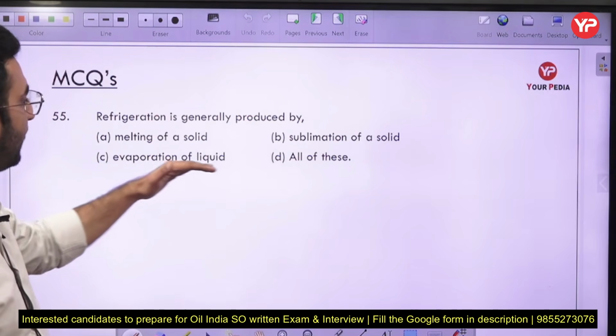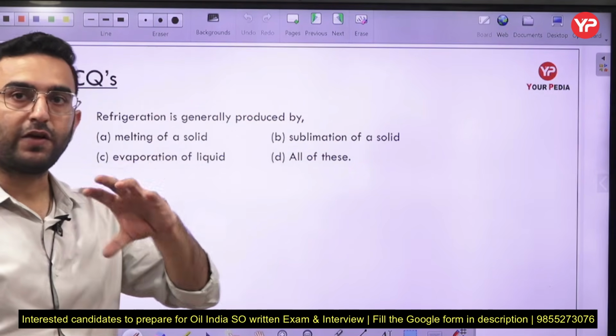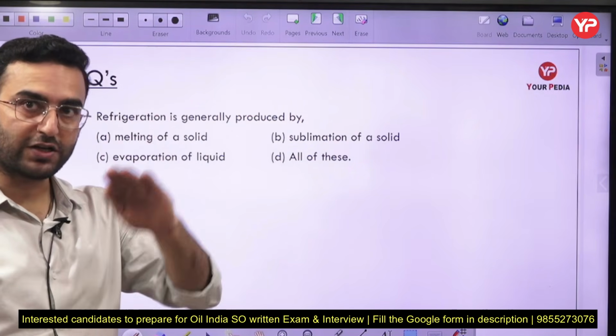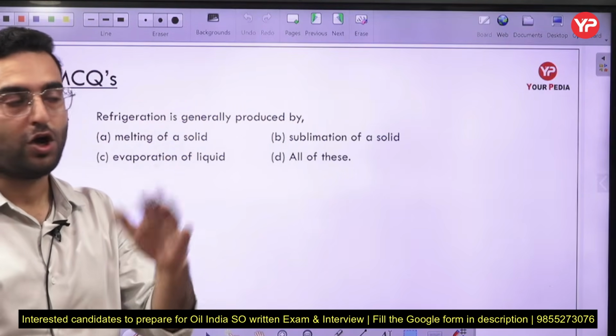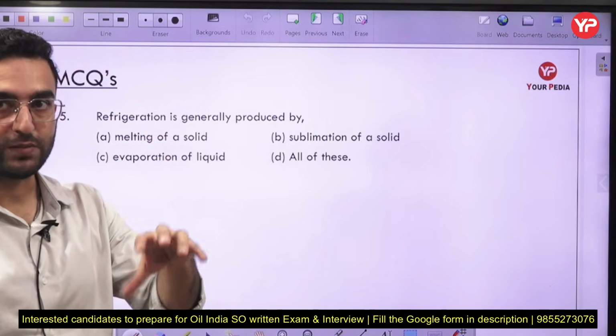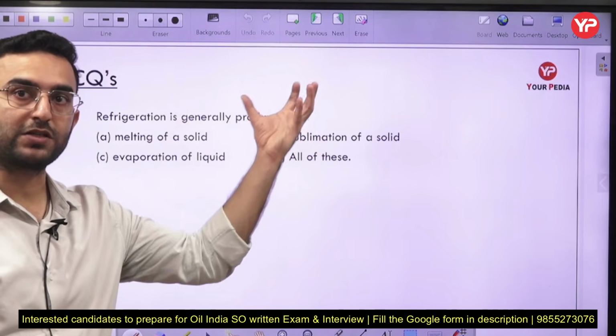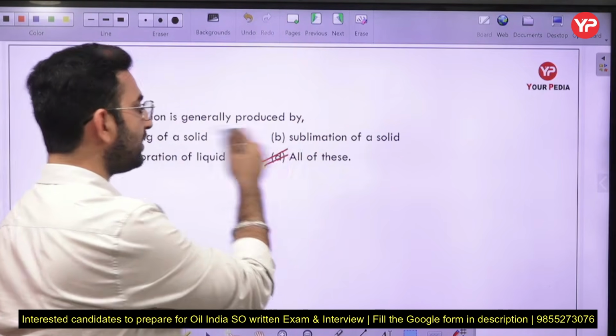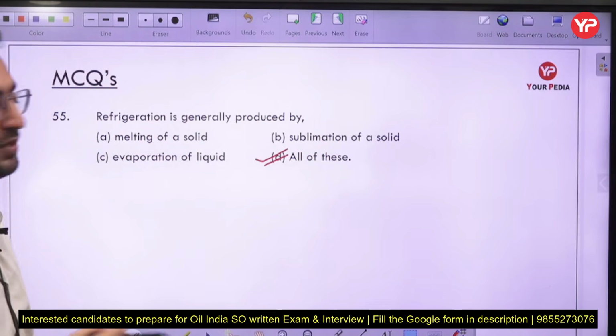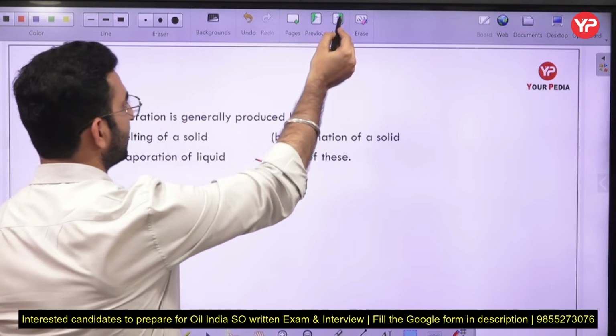It is absorbing the heat, that is why it is converting into vapor. And similarly in the evaporation of a liquid, the change from liquid state to vapor takes place when you supply heat into the system. As you are supplying heat into the system, the corresponding heat from the surroundings is going to be reduced. So all of these three create a refrigeration effect. Option D will be the correct answer.